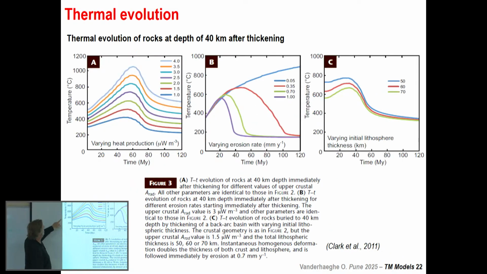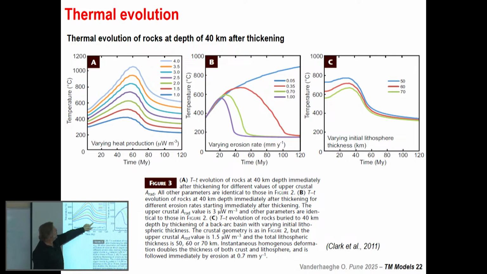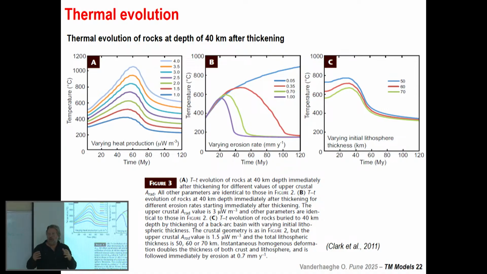So he played with other types of parameters, for example, varying the heat production from 1 to 4. So it's huge, right, the effect. And 1 to 4 is the range of heat production that we can expect in continental crust. So we can go from 400 degrees to 800 degrees or even 1,000 degrees. So you can play with this to change the geotherm.